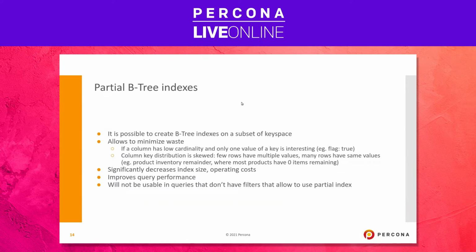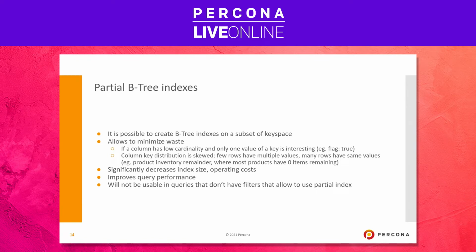Let's start with partial B-tree indexes. It is possible to create a B-tree index on a subset of key space, and this allows you to minimize waste. For instance, you have a column that has low cardinality, and you are only really interested in a single value of a key. Like there is a flag which can be true or false, but you only need to filter by flag equals true. Or you can have a column key distribution which is skewed. There are a few rows that have multiple values, and there are a lot of rows that have the same values or just the same value.